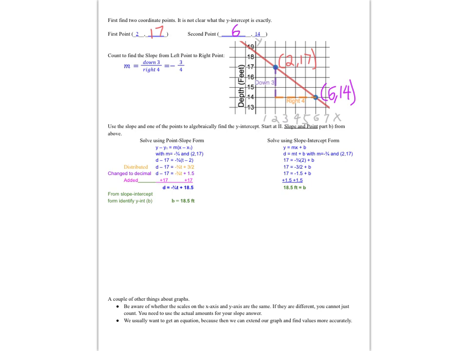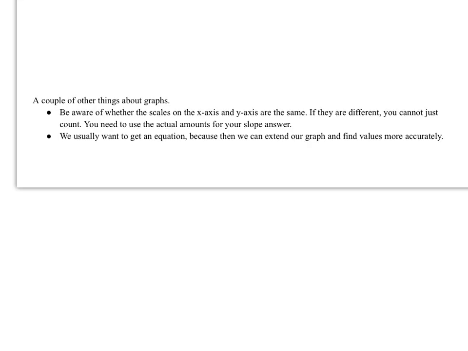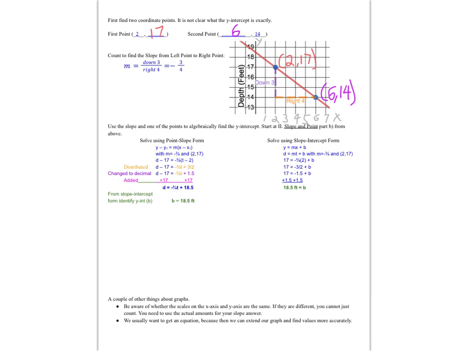Before we get into doing that other stuff, a couple of things about graphs. Be aware of whether the scales in the x and y axis are the same. If they're different, you can't just count them. You need to actually use the amounts for the slope answer. What I mean by that is the y's are counting by 1 and the x's are counting by 1. Because of that, I can just count and have the slope. If these weren't counting by the same, let's say the y's are counting by 2 and the x's are counting by 1, then going down 1 on the y-axis would actually be going down 2 if it was counting by 2's. So that's what we have to be aware of.